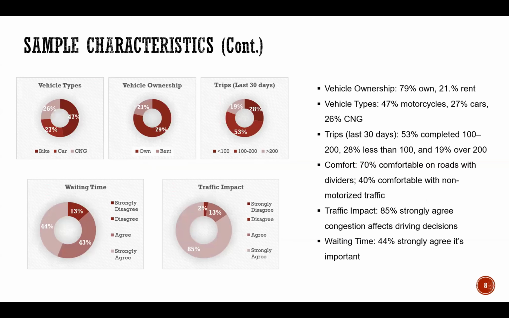Looking at operational data, 79% of drivers owned their vehicles, while 21% rented. Vehicle types included 47% motorcycles, 27% cars, and 26% CNGs, which is actually a three-wheeler, a common sight on Dhaka City Road. In the past 30 days, 53% completed 100 to 200 trips, 28% did fewer than 100, and only 19% did over 200 trips.